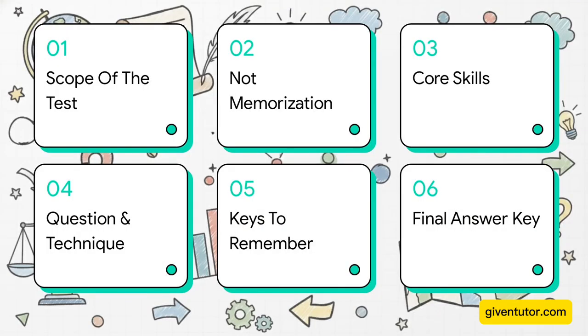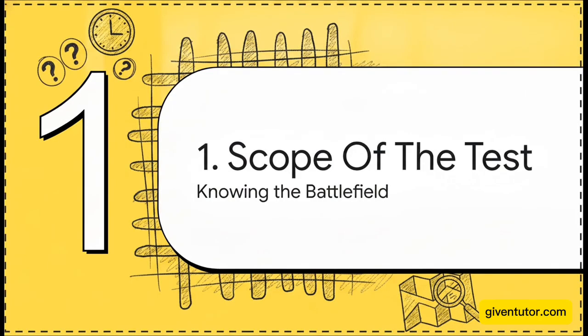Okay, so here's our roadmap for today. 1. Scope of the test. 2. Not about memorization. 3. Core social studies skills. 4. Question, technique, show work. 5. Main keys to remember. And finally, 6. Final answer key. Let's start with Section 1.